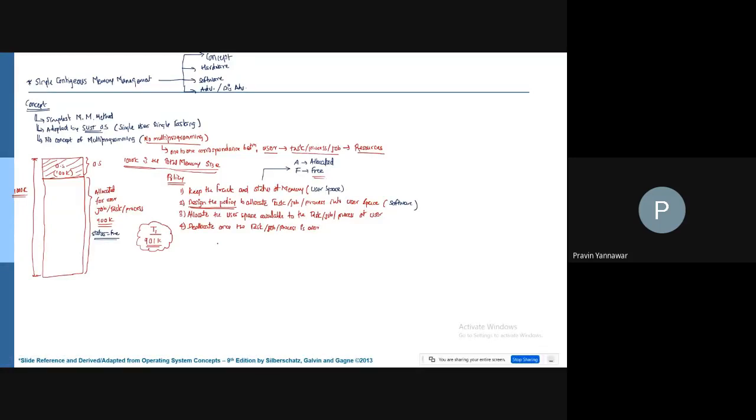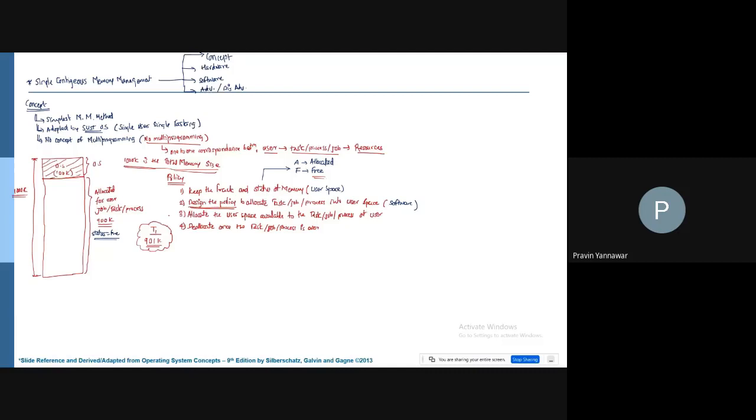Okay, so this is the policy. Conceptually, you need to see the memory management, which is simple here. This is adopted by single user single tasking operating system, where no concept of multiprogramming is involved. No concept of multiprogramming means one-to-one correspondence between user, task, process, and job, and the resource.